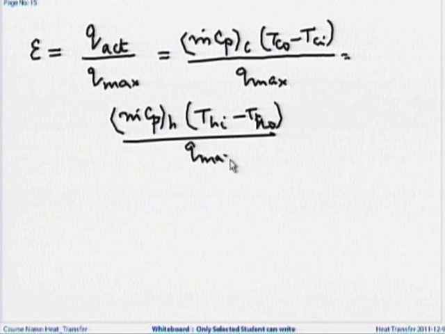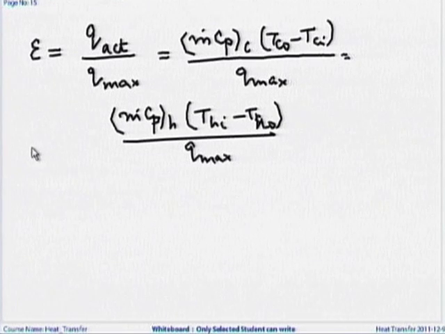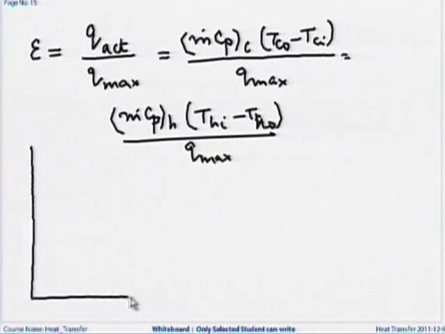What is this Q max? This is what we do not know, and this is where most questions occur. Let us try to understand Q max. Q max refers to the maximum possible heat transfer that could occur. When can this heat transfer be maximum? Heat transfer can be maximum when my length tends to infinity. So if my length were infinite, if my heat exchanger was infinitely long, then I am going to have maximum heat transfer.